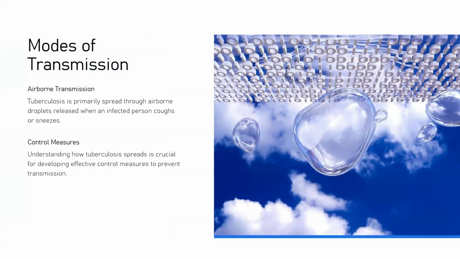How is it transmitted? Firstly, by airborne route. Tuberculosis is primarily spread through airborne droplets released when an infected person coughs or sneezes. Understanding how tuberculosis spreads is crucial for developing effective control measures to prevent transmission of TB.